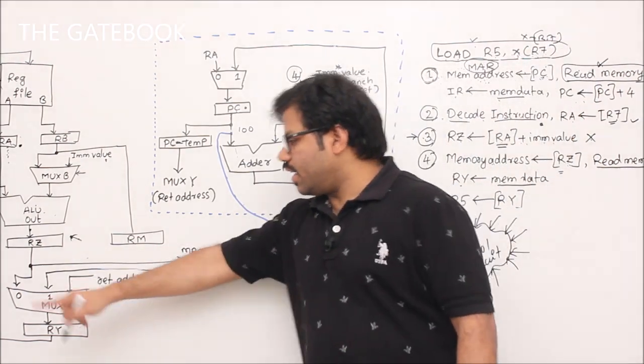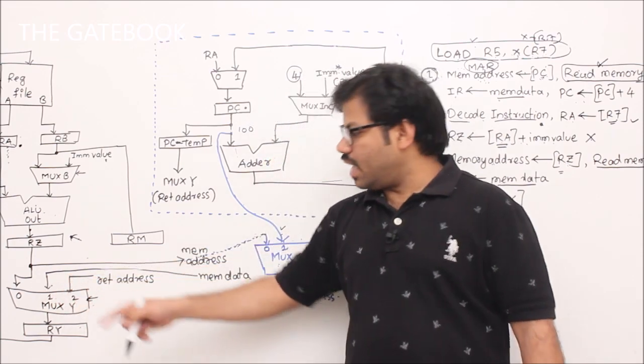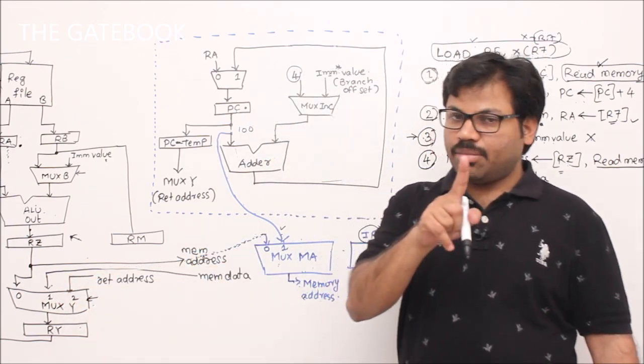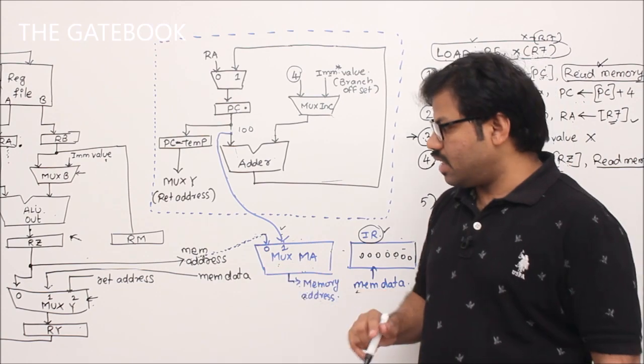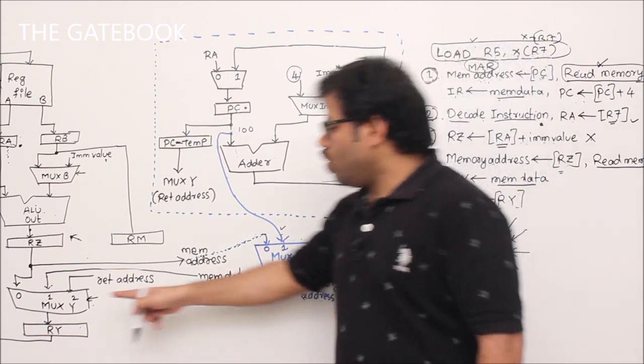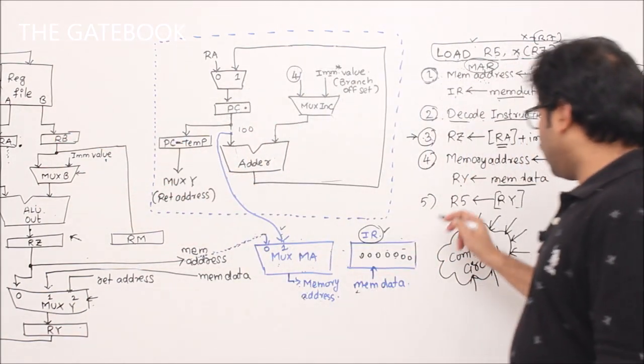Why this line is selected? When this line will be selected? That will be taken care of by the control circuit. Don't worry, I will see that. That is the main thing here. So RY will be in the next level, you see.